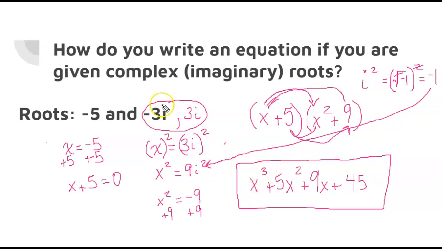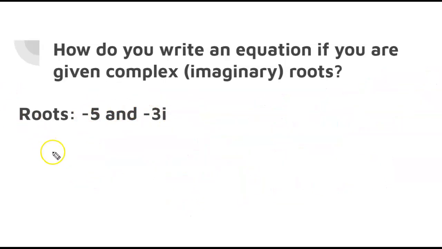Notice it's to the third power, and we had 3 roots. So this equation comes from these 3 roots. So when you have those i's, you're expecting to get a quadratic factor, not just a linear factor. When you have a rational root, you're expecting to get a linear factor. Let's look at one more example.